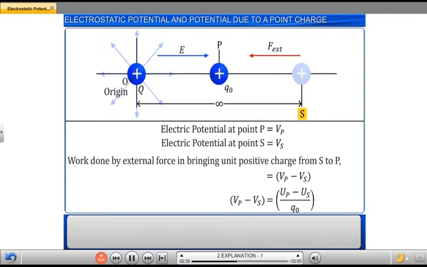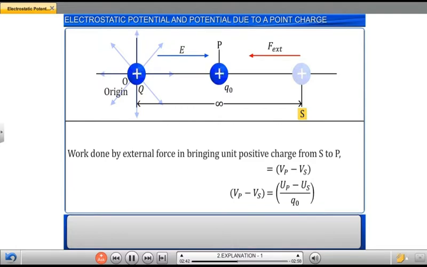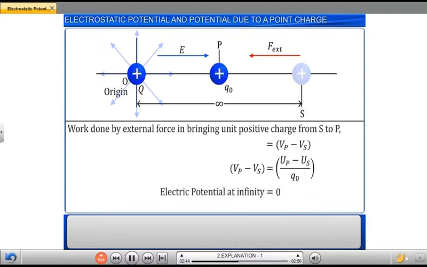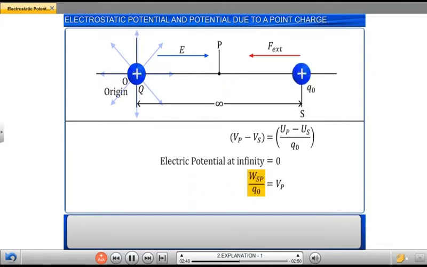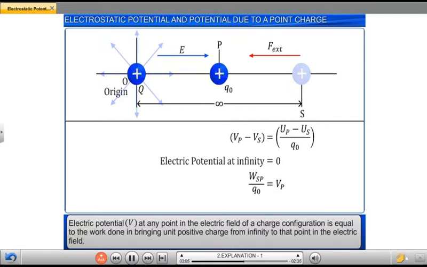Choosing S to be at infinity and also the electric potential at infinity as 0, the work done by the external force to bring the unit positive charge from infinity to point P in the electric field is equal to the electric potential Vp at point P. The electric potential V at any point in the electric field of a charge configuration is equal to the work done to bring a unit positive charge from infinity to that point in the electric field.